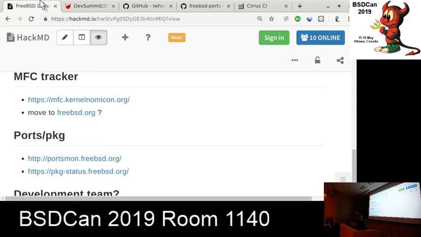So the thing is, how do we formalize those things? We can use the MFT tracker and the translation system as an example, and try to formalize those processes. Yeah, so is there any suggestion about that?